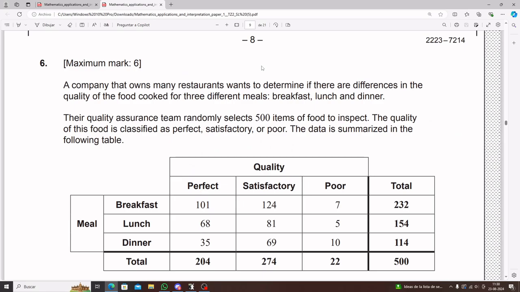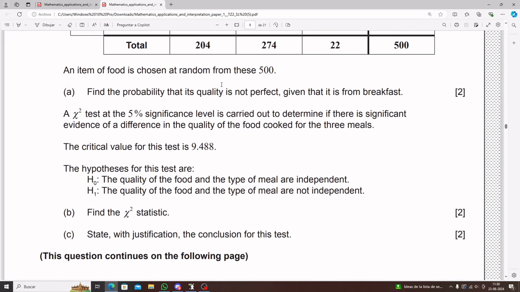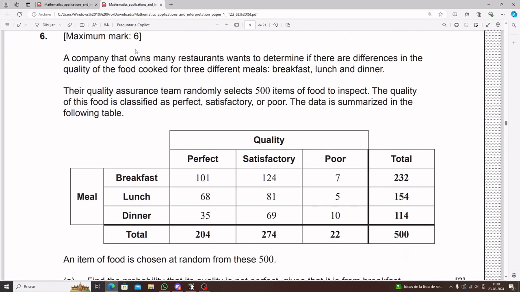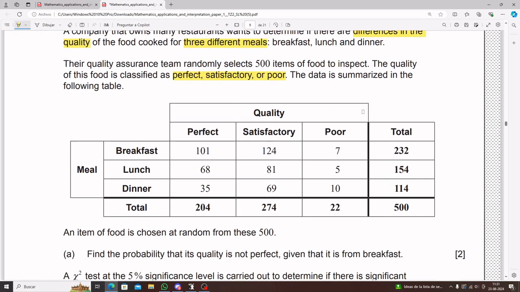Number 6, we have a chi-squared problem with a little bit of probability. A company that owns many restaurants wants to determine if there are differences in the quality of food cooked for 3 different meals: breakfast, lunch, and dinner. The quality assurance team randomly selects 500 items of food to inspect, and the quality of this food is classified as perfect, satisfactory, or poor. The data is summarized in the following table.